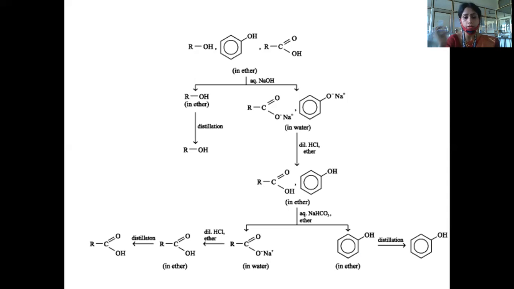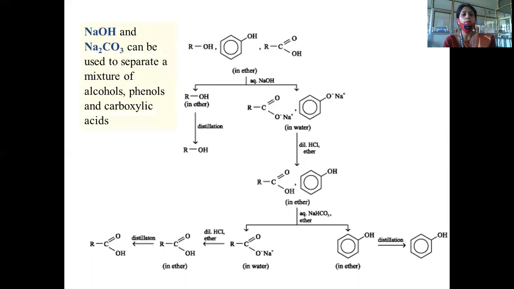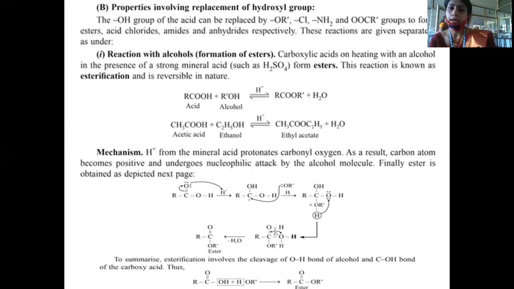Again, they are dissolved in ether in the presence of sodium bicarbonate. What will happen? Two layers will form, one the ether layer and one the aqueous layer. The organic or ether layer contains the phenolic compound, which on distillation gives phenol. The aqueous layer will have the sodium salt of the carboxylic acid, which when treated with dilute HCl gives the respective carboxylic acid, which when distilled gives pure carboxylic acid. So sodium hydroxide, carbonate and bicarbonate can be used to separate a mixture of alcohol, phenol and carboxylic acids.